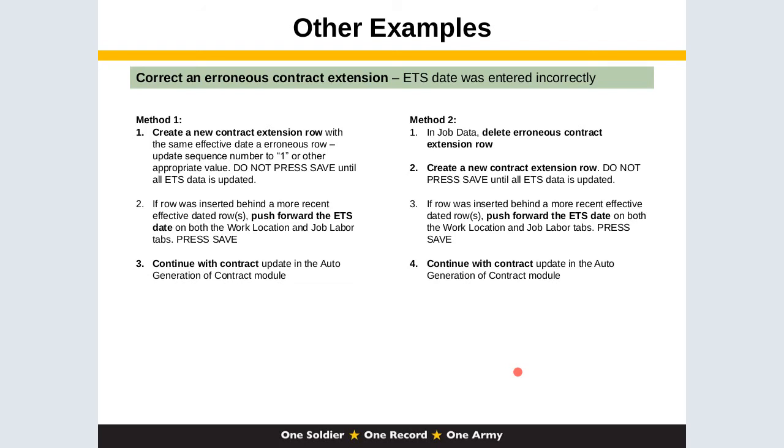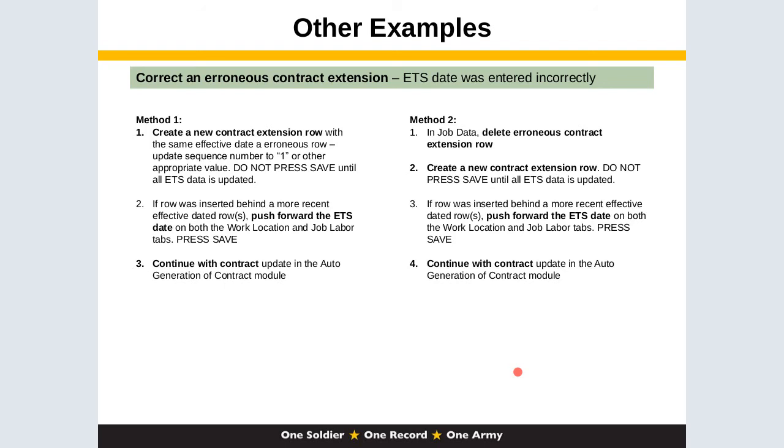So in this particular case, I'm talking about the actual ETS date that was entered into job data for the contract extension was incorrect. So there's really two ways you can do this, and I'm going to let you know upfront that it's going to be up to your state leadership about how they want this to go. And if you are the state leadership, I'll briefly give you a little bit of the pros and cons of each. But method one is essentially creating a new contract extension row.